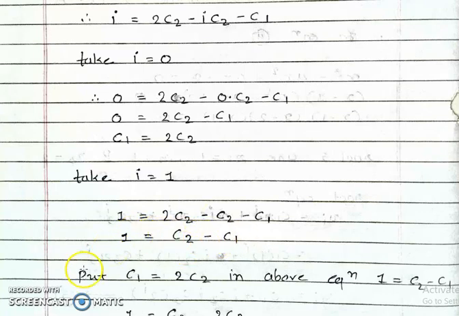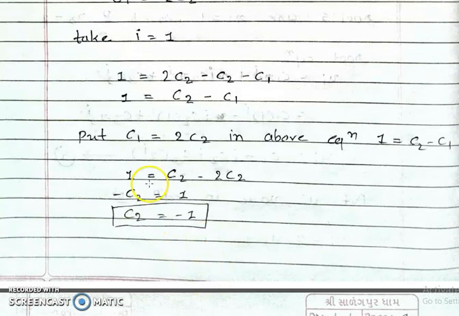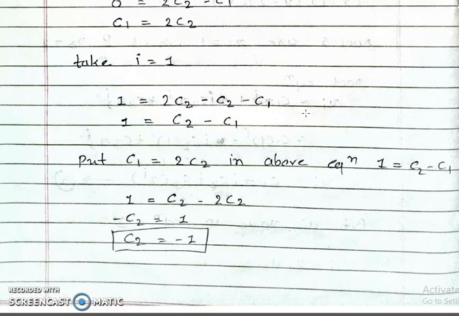Then put this c1 is equal to 2c2 into this equation and we get the c2 value. So 1 is equal to c2 minus 2c2. Here we put c1 is equal to 2c2. So we get c2 is equal to minus 1.